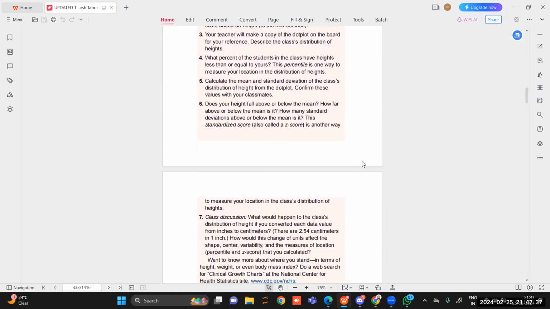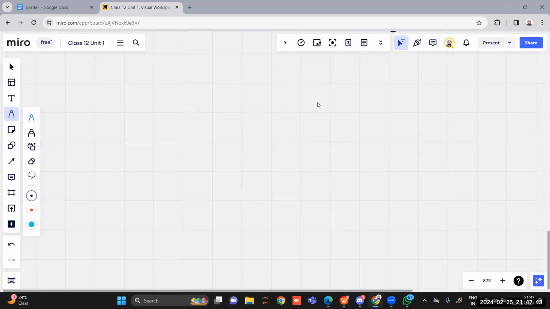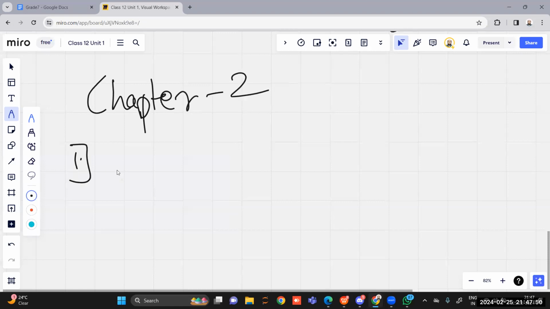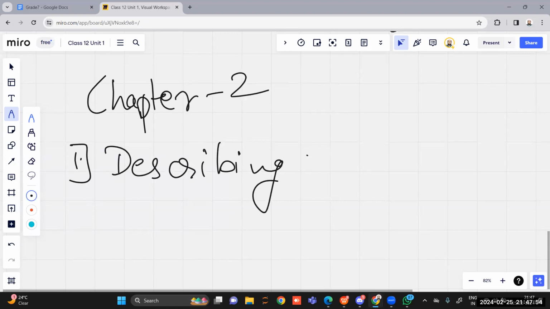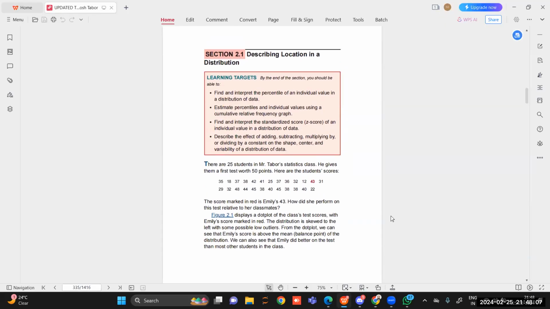Now, this is the activity. Describing location in a distribution. So we are going to start with chapter 2. The first topic that we are studying is describing location in a distribution. That's simple. Nothing big in it. It's very simple.